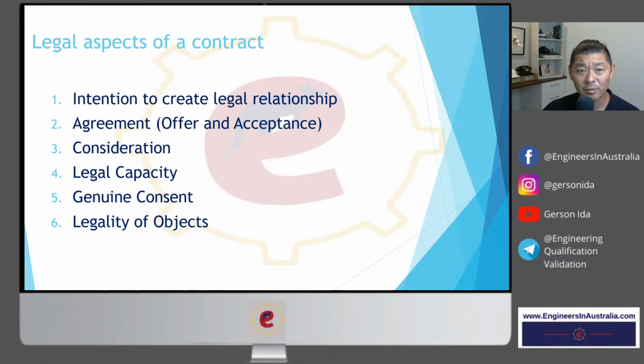So legal aspects of a contract: intention to create a legal relationship, obviously an agreement. If you receive an offer or if you accept an offer, it could potentially be legally binding. There's a concept of consideration, legal capacity, genuine consent, and legality of objects. So those 6 items are the legal aspects of a contract, how you can enter into a contract.